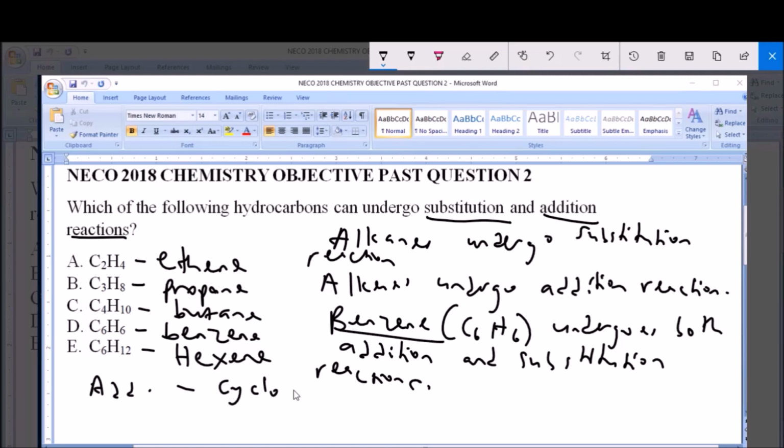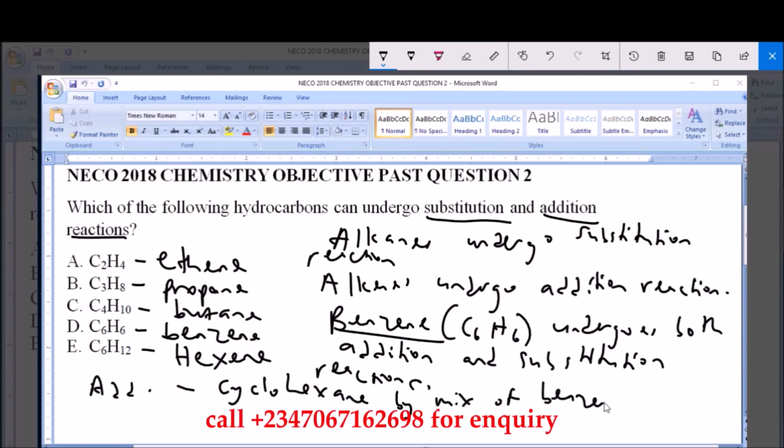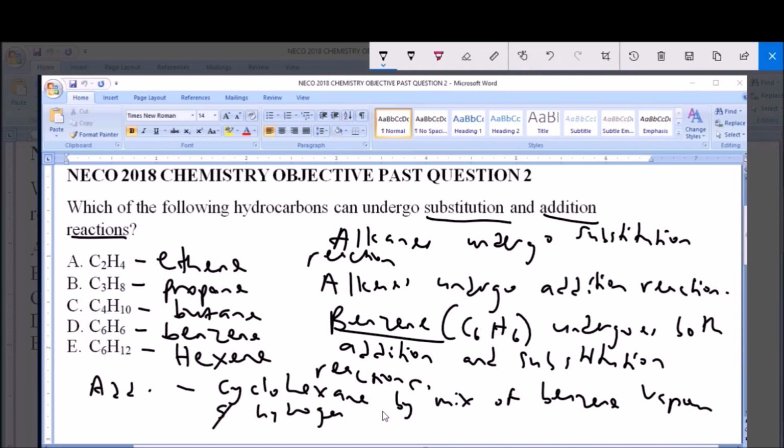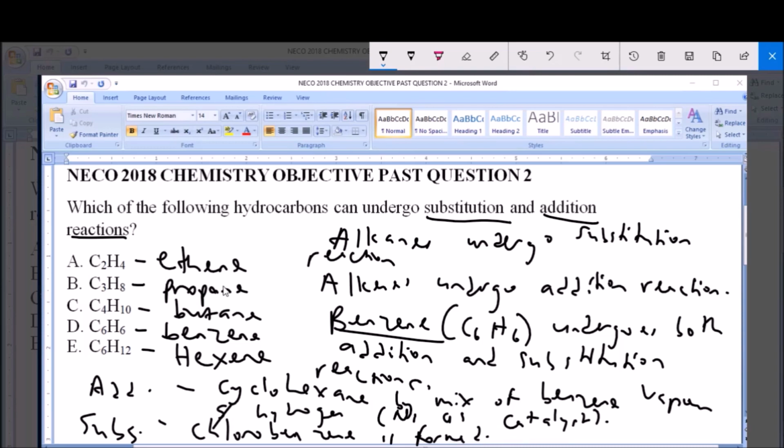of cyclohexane by a mix of benzene vapor and hydrogen with nickel as catalyst. And then an example of the substitution reaction is when chlorobenzene is formed.